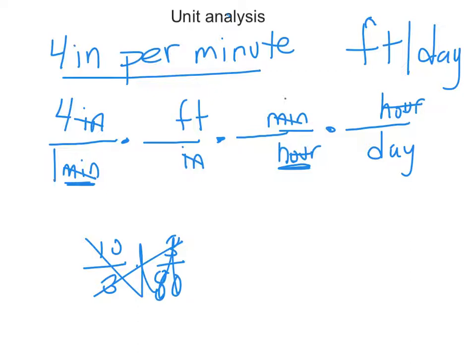I haven't done any math yet. I'm just trying to think in my head what's the best way to get these things to cross off. If minutes is in the bottom, to get it to cancel, it now has to go on the top. That's all. Now I'm ready to do some numbers.